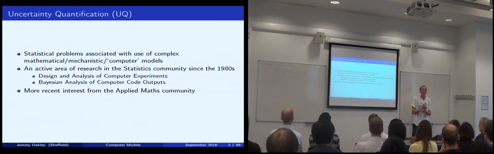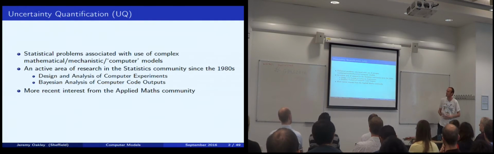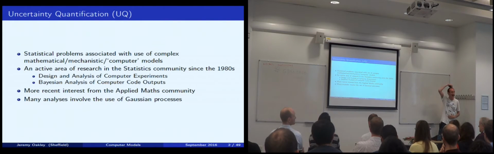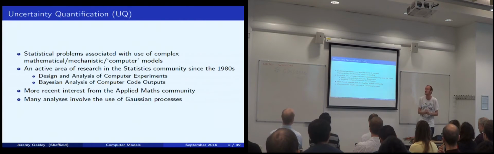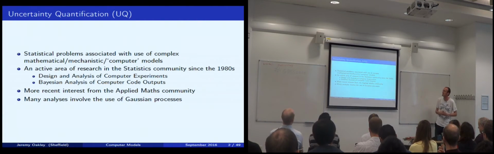And we converged on UQ as a name for a general range of problems associated with a particular class of models. And lots of the sorts of analyses that we do in UQ can be done with Gaussian processes. So there's lots of interest in Gaussian processes in the UQ community.